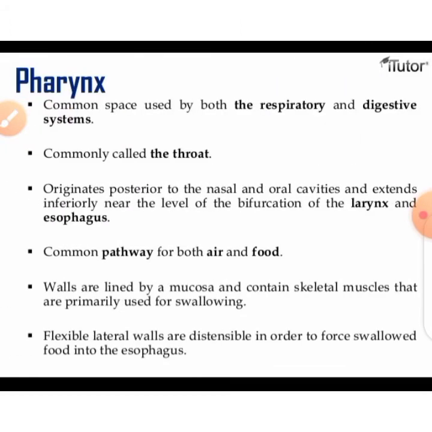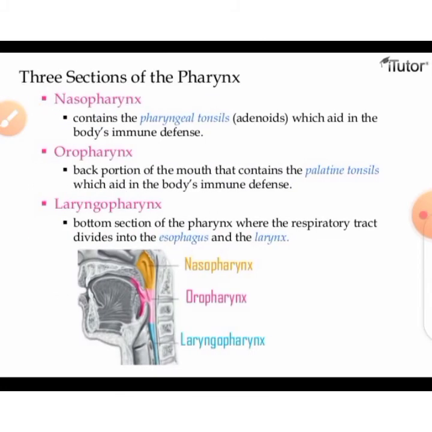We have the pharynx, one of those organs we looked into. It is a common space used by both the respiratory and the digestive systems, commonly called the throat. You can go through it for better understanding too. We have the three sections of the pharynx: the nasopharynx, the oropharynx, and the laryngopharynx.